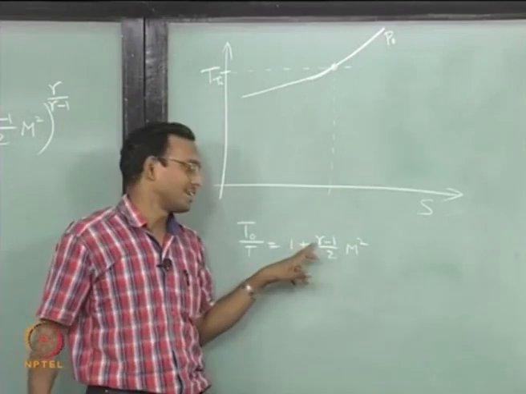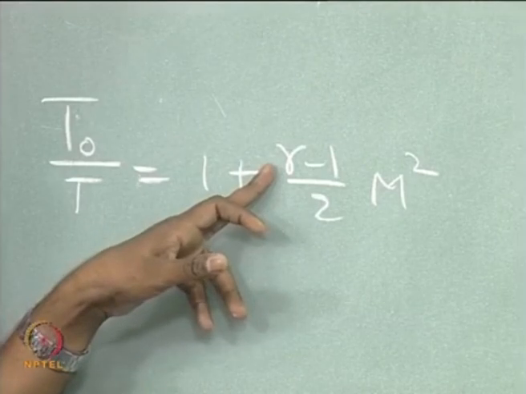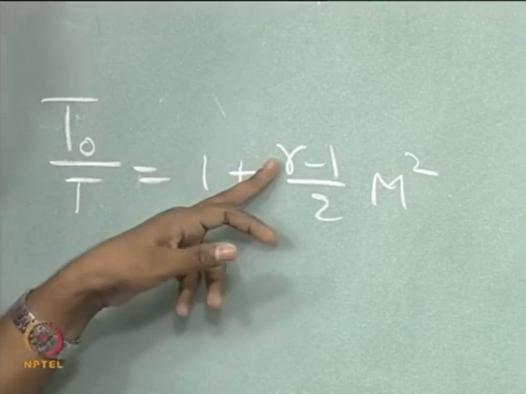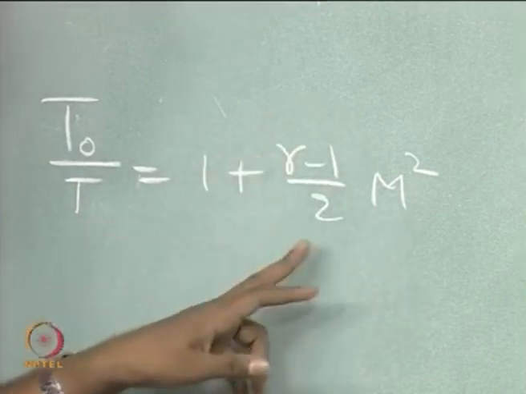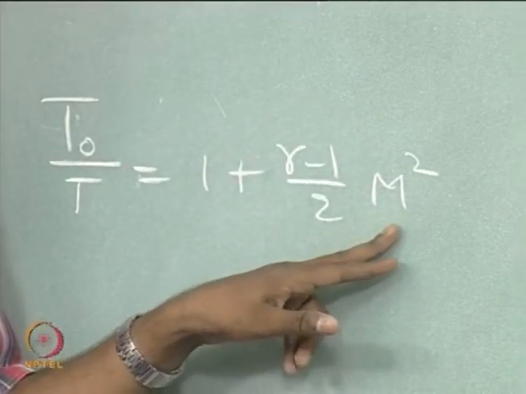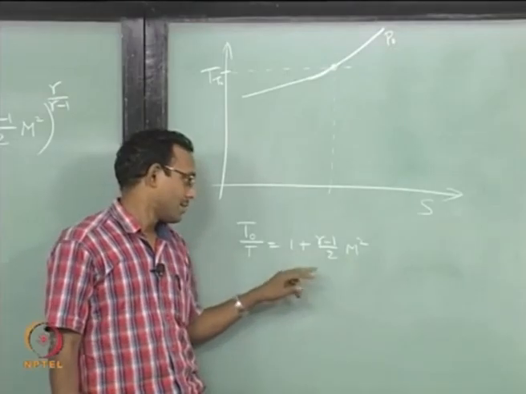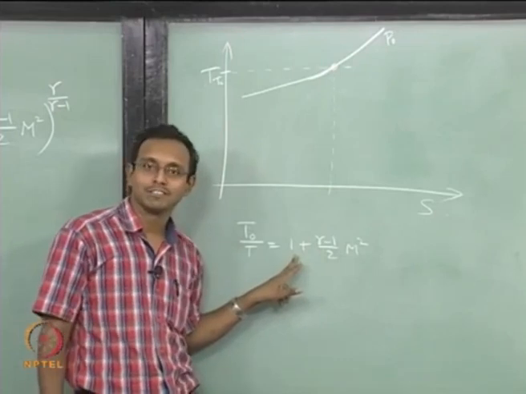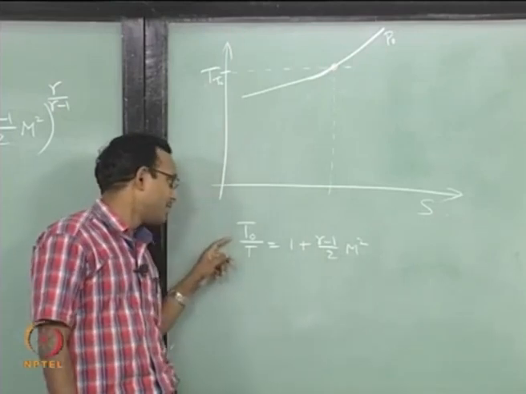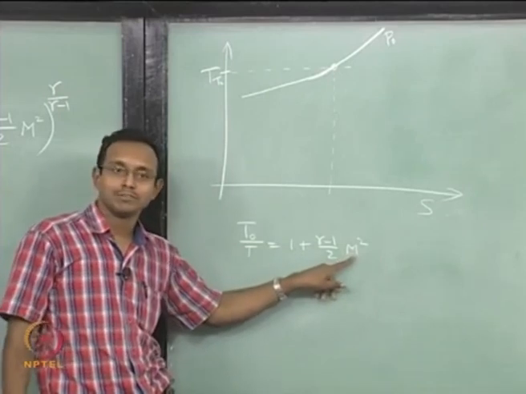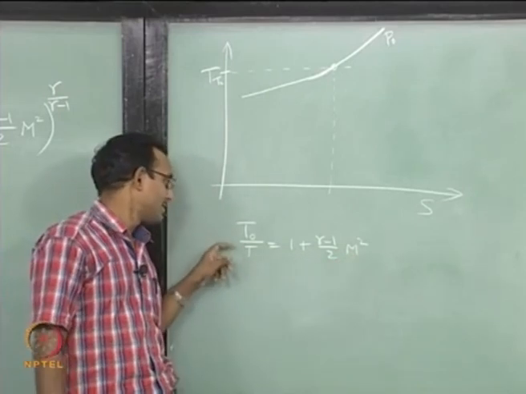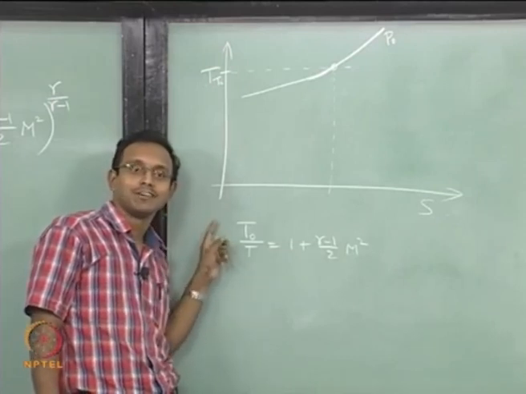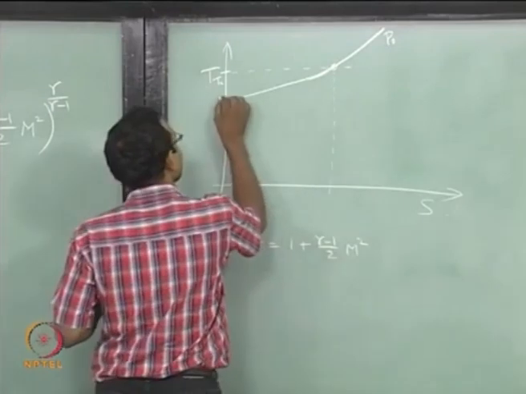Gamma is always greater than 1, you can easily prove it. Cp is always greater than Cv, Cp by Cv is gamma. So this is always greater than 1, so this is a positive quantity. M square, I said M is less than 1, but still M square is positive, this is positive, the whole thing is more than 1 always, it is never less than 1. So if I have any velocity even subsonic, then temperature T naught by T will be greater than 1, which means T is lesser than T naught. So, I am going to go to some other lower temperature.